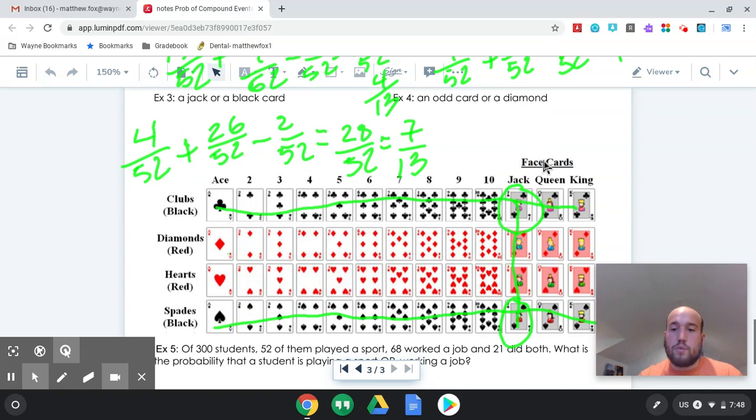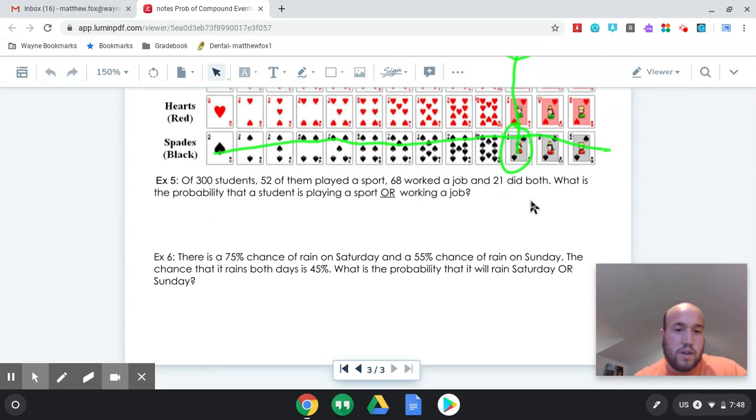I'm going to skip this 4th one, and let's get down here one other type of example. So example 5, sometimes we won't be dealing with cards. It says, of 300 students, 52 of them played a sport, 68 worked a job, and 21 did both. What's the probability that a student is playing a sport or working a job? So if I choose a random student, what's the probability that they're either playing a sport or working a job?